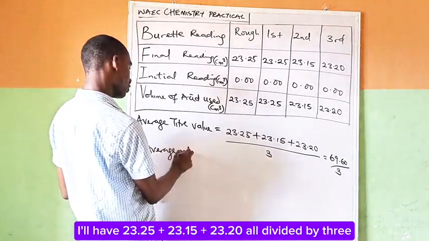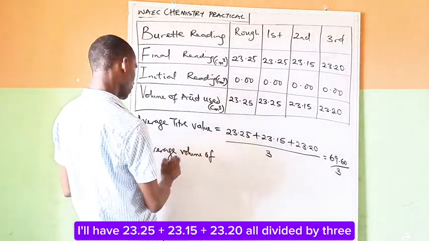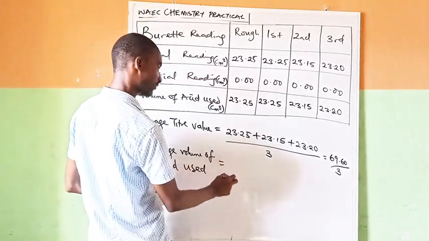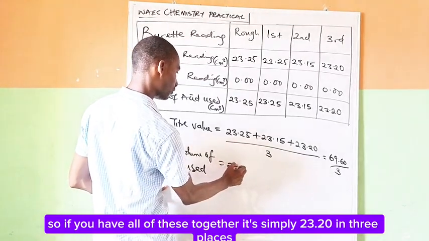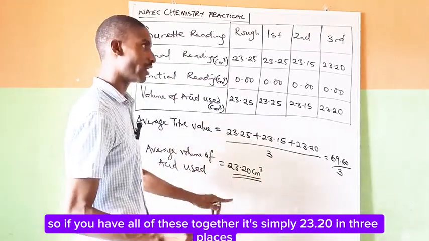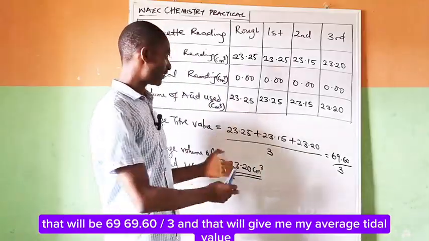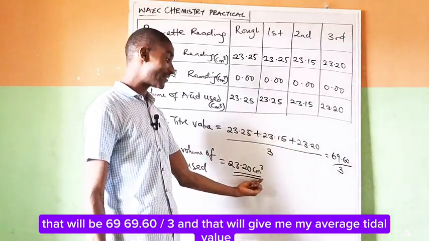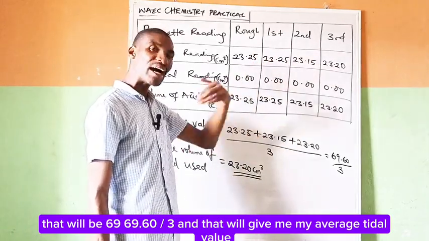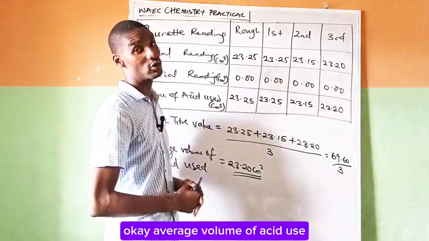Okay, average volume of acid used, which is the same thing as average titer value, and that's going to be 23.20 cm cube. Ensure that you put your SI unit. You have your average titer value. Ensure that the SI unit is correct, centimeter cube. Then you can go with this back to the questions and answer the questions.